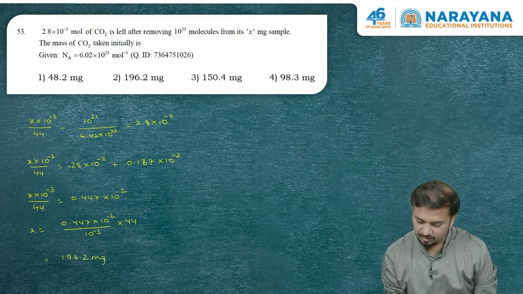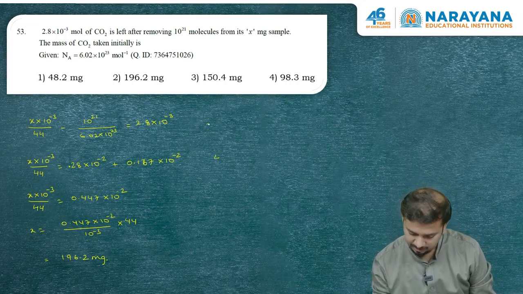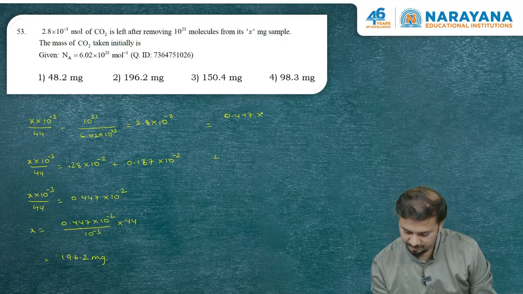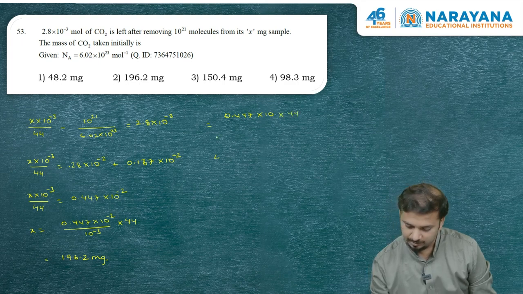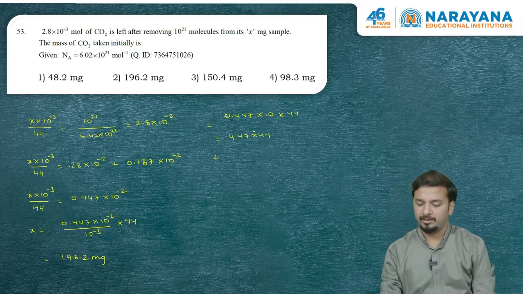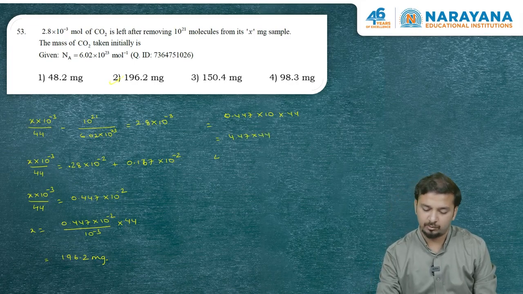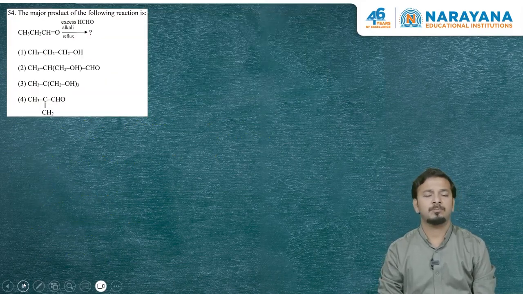On solving this, we'll get 196.2 milligram. So this will become 0.447 into 10 raised to the power 3 minus 2, that is 1, into 44. So we can multiply 4.47 into 44, which is approximately 196.2. So the correct answer for this question is option 2. If you see the next question, the question is: the major product of the following reaction is.